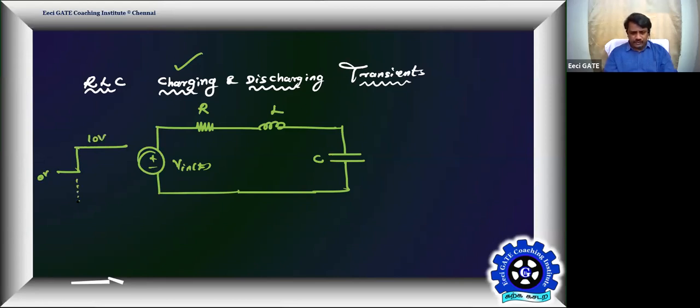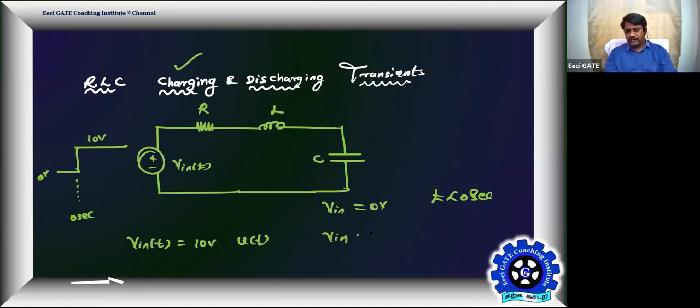At time t equal to 0 seconds, I can say V in of t is a step input, that is 10 volt into U of t. It says that your V in is equal to 0 for t less than 0 seconds, and V in is equal to 10 volt for t greater than or equal to 0 seconds. You can take it that way, or greater than 0 seconds. So that's your V in. Simple and formal definition of a step input: 0 for t less than 0, 10 for t greater than or equal to 0 seconds.